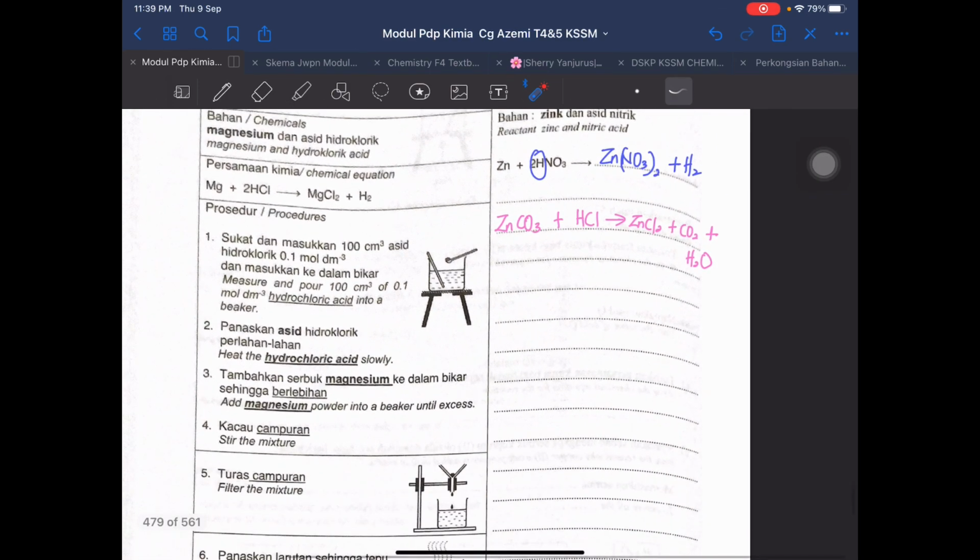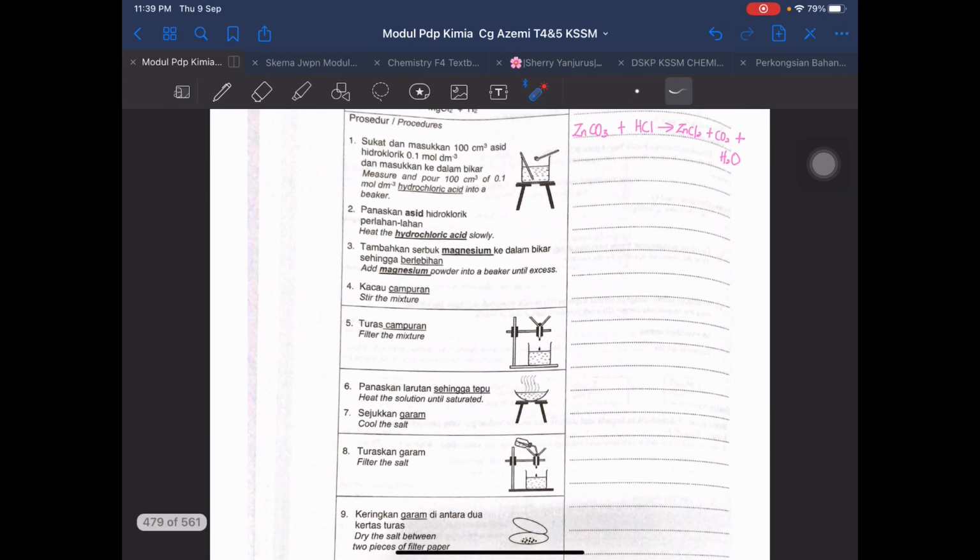So, prosedur dia sama juga. Acid. Okay, tu sukat dan tuang. Kasih masuk this one by using spatula. And then you kacau-kacau. After that, kasih panas. Kasih filter. Kasih panas. Begitu. Okay. So, I hope you are okay with this one.